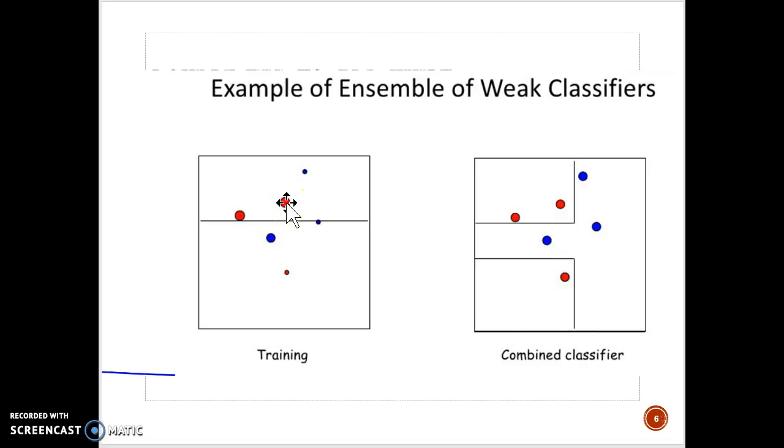Then you try another weak classifier, and maybe they will produce another line like this, which is not good, so it doesn't give a good output. Then another classifier might make a line like this. So you combine them, and hopefully we can have this line, giving a better and perfect output using an ensemble classifier.